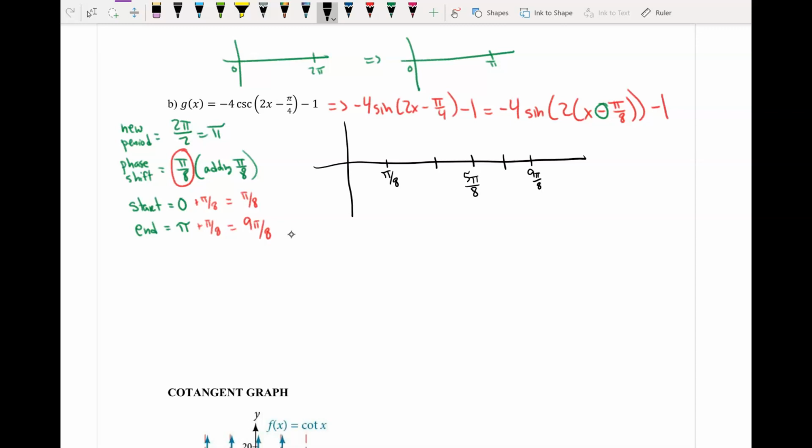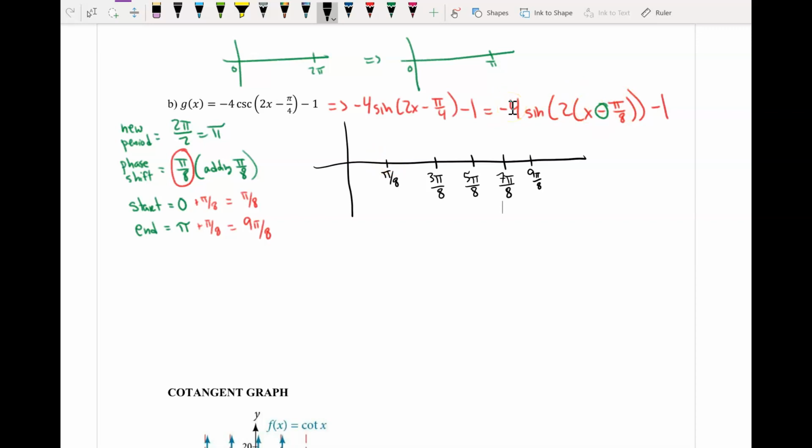And then what's going to be halfway between pi over 8 and 5 pi over 8? Divided by 2, that's going to be 3 pi over 8. And then the other one, you can verify, is going to be 7 pi over 8. Okay, so just taking the midpoints. All right, so now we got the middle part completed.